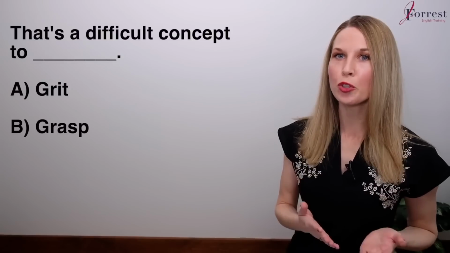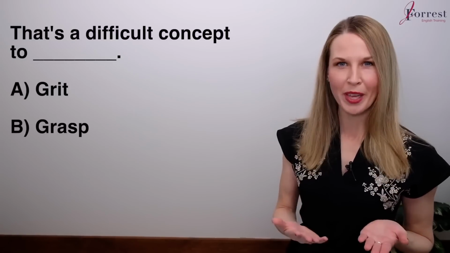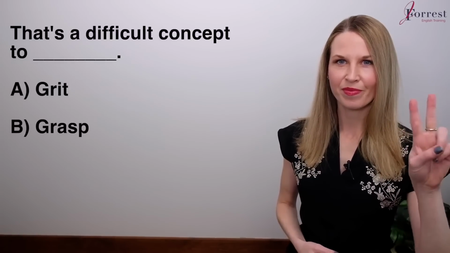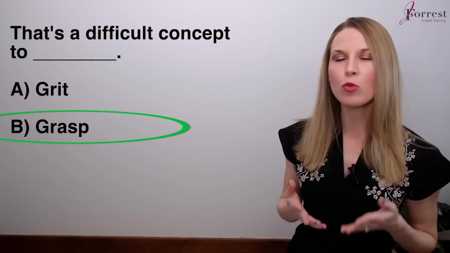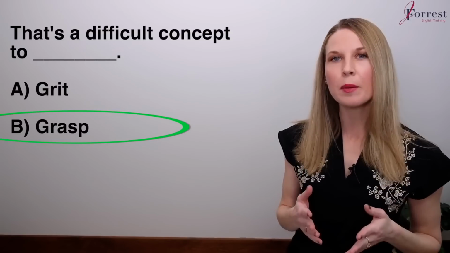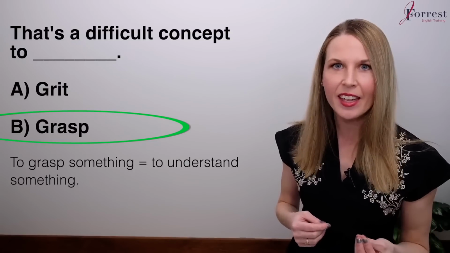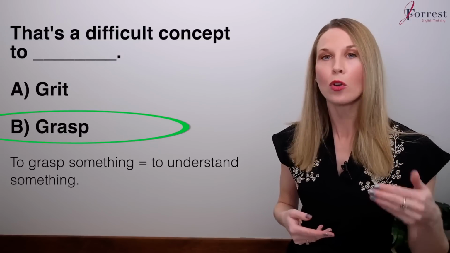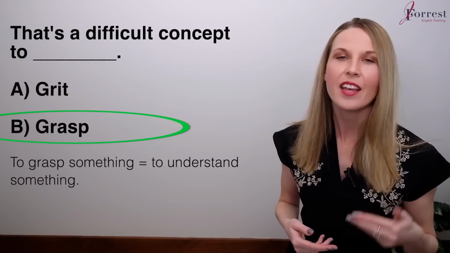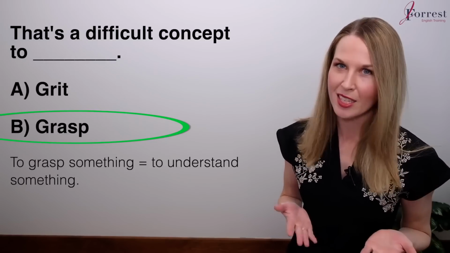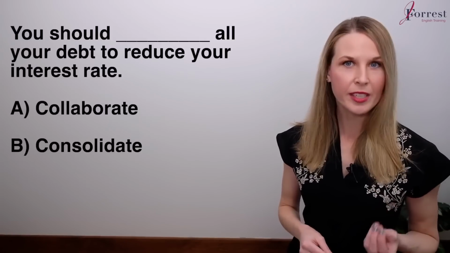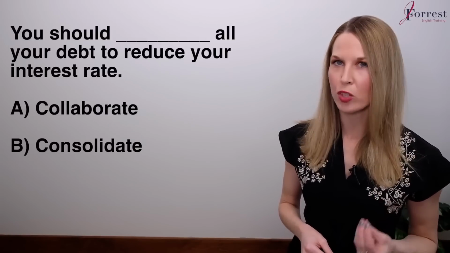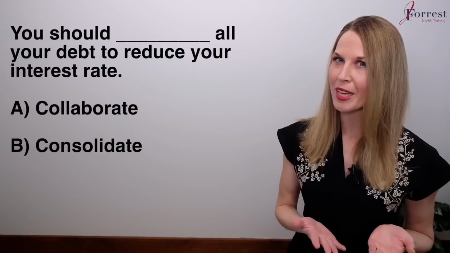Number 6, that's a difficult concept blank too. A or B? B, to grasp. When you grasp something, it simply means that you understand it. So it's the same as saying that's a difficult concept to understand. That's a difficult concept to grasp. Number 7, you should blank all your debt to reduce your interest rate. A or B?